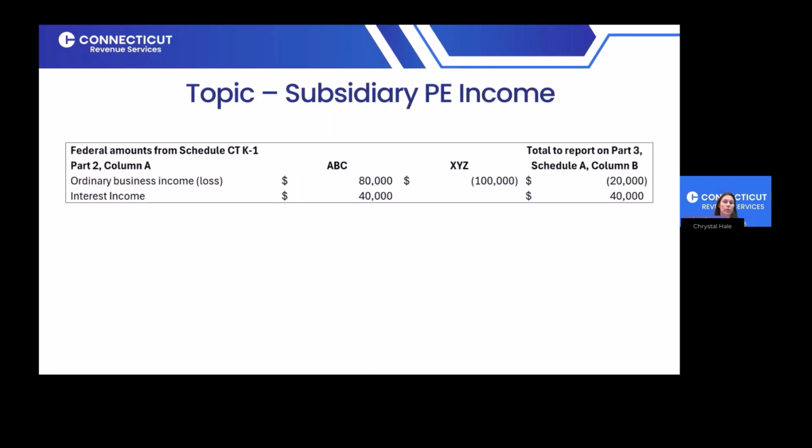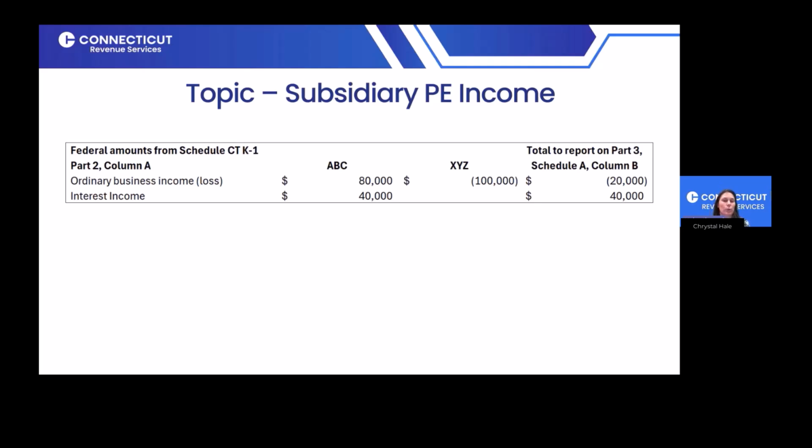So the first topic I'm going to cover is how are we determining our subsidiary PE income? What we're going to do is take the federal amounts, because that's what we're actually going to remove from the calculation of our federal amounts for our Connecticut source item, our subsidiaries, to determine our federal income from our own operations.